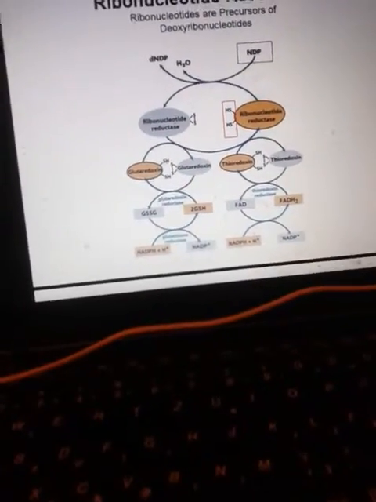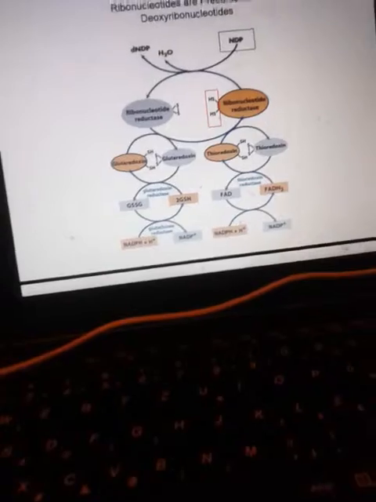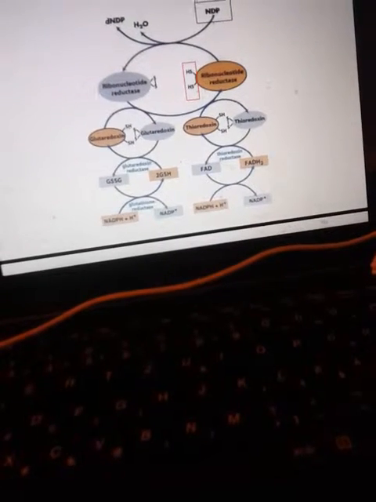We need ribonucleotide with this pathway. Thioredoxin, ferredoxin, glutaredoxin, glutathione, NADPH are consumed in this pathway. And we have a drug that can inhibit the ribonucleotide reductase. Yeah? You have such a drug that can inhibit ribonucleotide reductase.